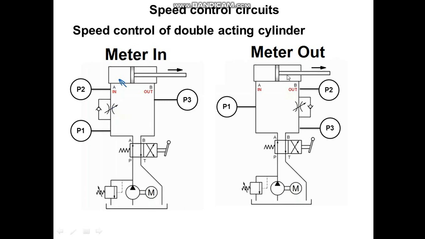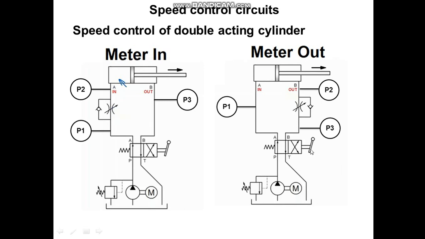So the speed of extension will again depend on how much liquid is coming out of the cylinder from the rod end. When the rod end liquid is coming out, it will not pass through this check valve; it will only pass through this flow control valve. If this is partially closed, then only a small amount of liquid will be given to the tank, and thus the speed of extension is controlled.